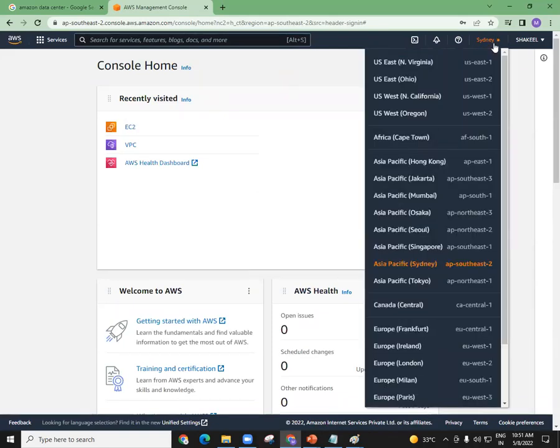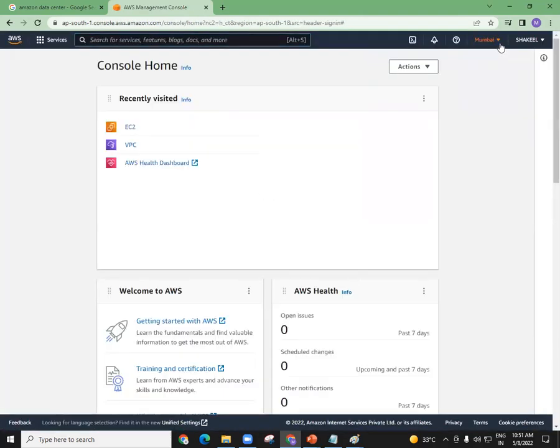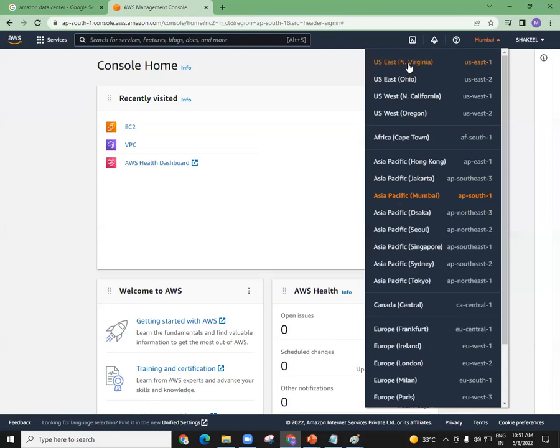I can change my location from Sydney to Mumbai. I'm connected to the Mumbai data center. I can change my location from Mumbai to North Virginia. I'm connected to North Virginia now.